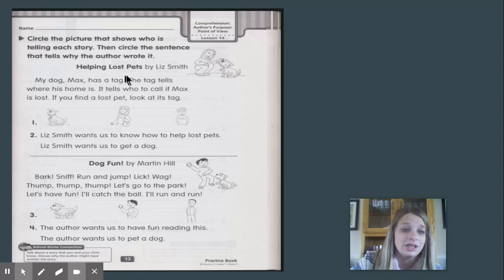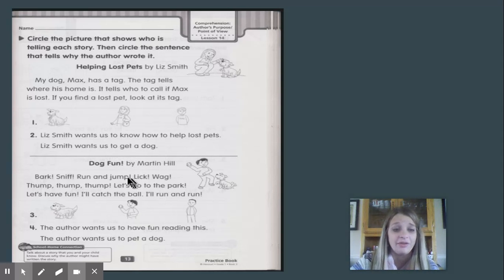So Helping Lost Pets by Liz Smith. My dog Max has a tag. The tag tells where his name is. It tells who to call if Max is lost. If you find a lost pet, look at its tag. So, who is telling the story? Is it the dog, the girl, or the boy? And then you're going to pick from these two sentences. Liz Smith wants to know how to help lost pets, or Liz Smith wants us to get a dog.